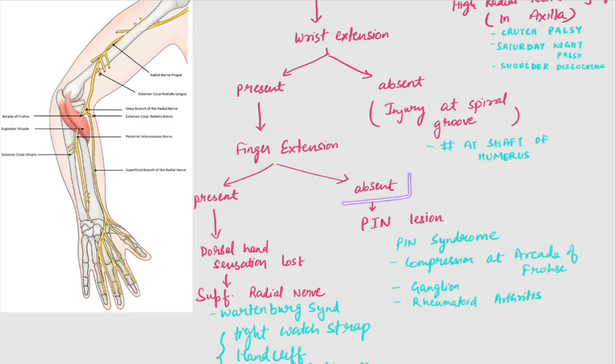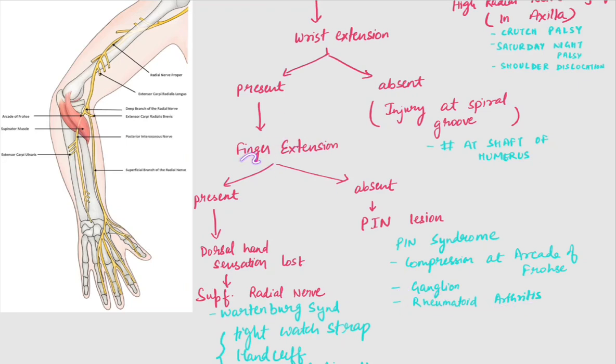If it is absent, then the posterior interosseous nerve lesion is present, such as posterior interosseous nerve syndrome, which can be due to the compression at the arcade of Frohse between the two heads of supinator, or if there is ganglion, or in case of rheumatoid arthritis.